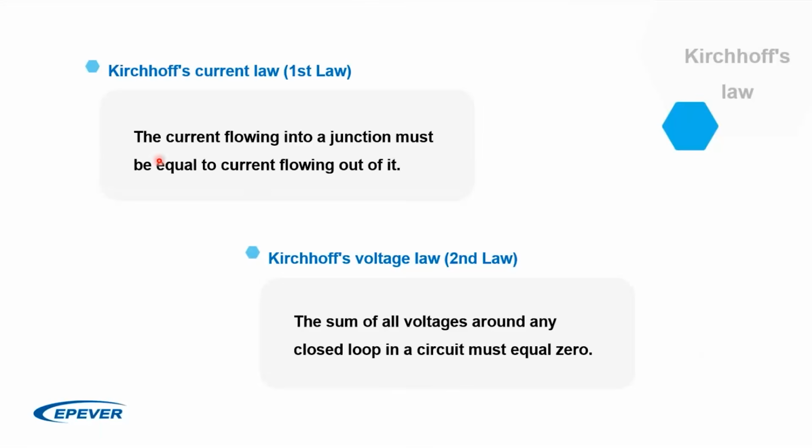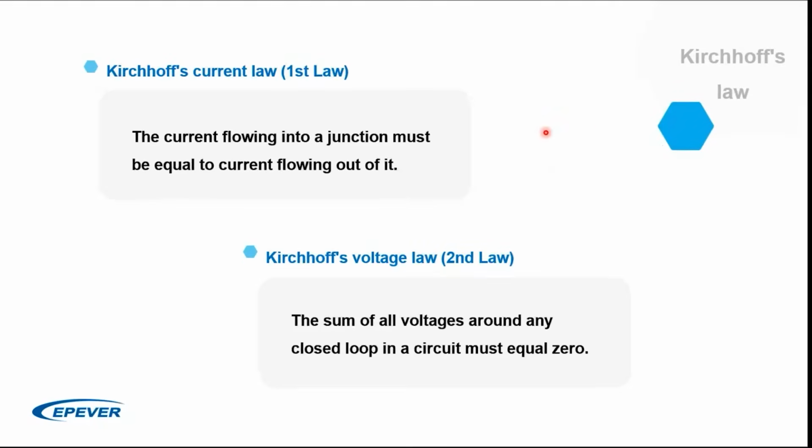And to be able to calculate the effect of cable voltage drop, you will need to know two more electrical laws. One of them is Kirchhoff's current law, which says the current flowing into a junction must be equal to the current flowing out of it. This means that if you have three paths for the current, the amount of current that goes into the three paths is equal to the current that comes out.